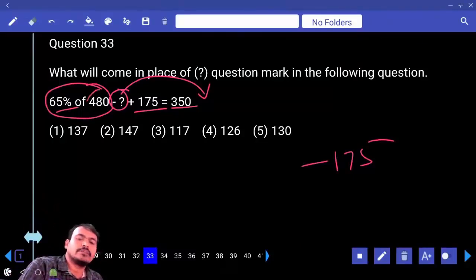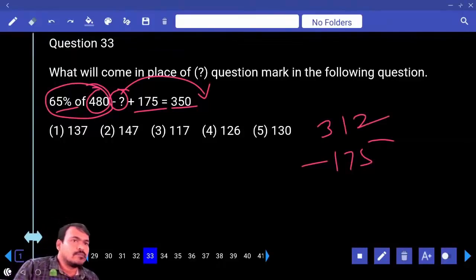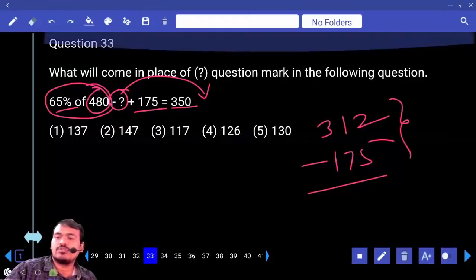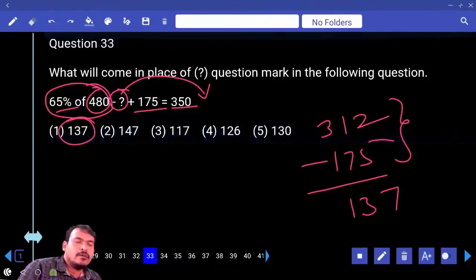Plus how much percent we are adding? 5%. What is the 10%? 48. 5%? 24. 288 plus 24 or not? 288 plus 24, 3, 1, 2 or not? We require the difference between these two values or not? What is the difference? 12 minus 5, 7. 30 minus 17, 13. Which option? First one.